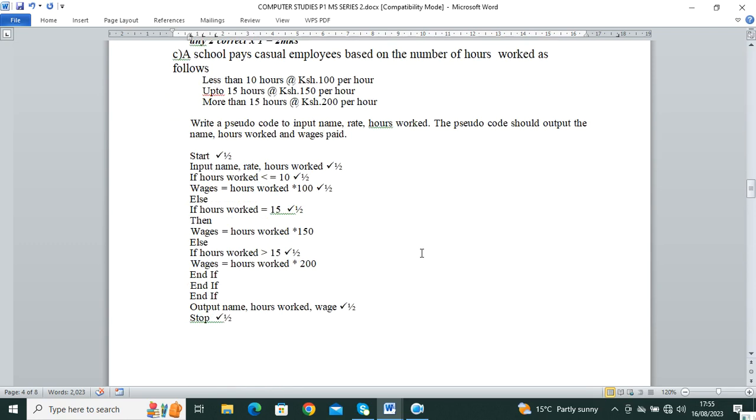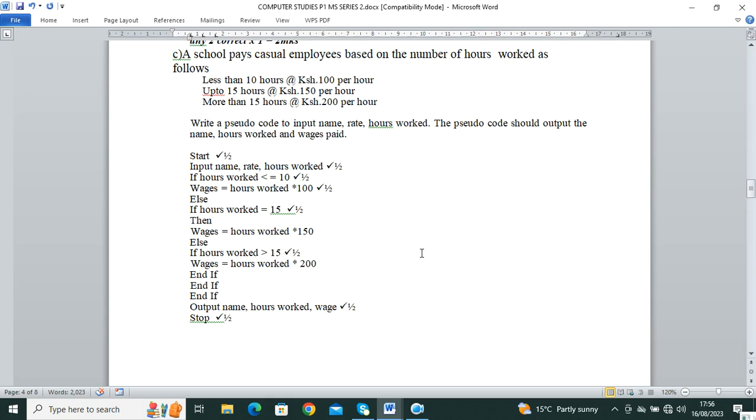So write a pseudocode to input name, rate, hours worked. The pseudocode should output the name, hours worked, and wages paid. So guys, this is how you write it. Remember to indent. This is a marking scheme. You are supposed to indent. So this is start, you get a half mark. We have input name, rate, hours, you get another half mark.